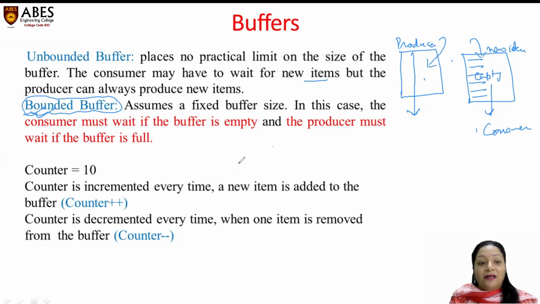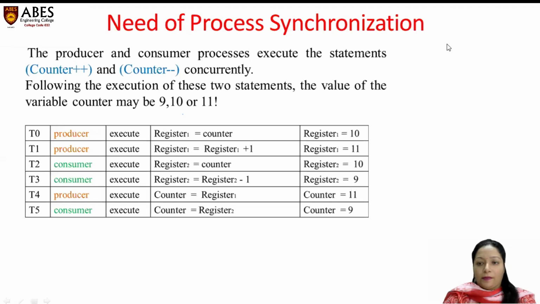Let's say we have taken a variable named counter whose initial value is 10. Now, the producer process will execute the instruction counter++ every time it produces one item, whereas the consumer process will execute counter-- whenever it consumes one item from the bounded buffer. Now, look at this example table.